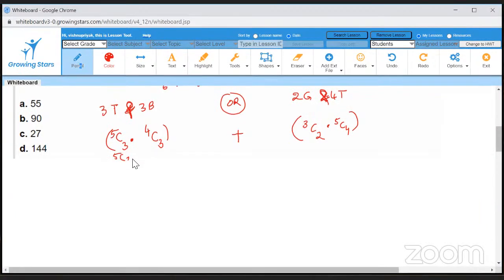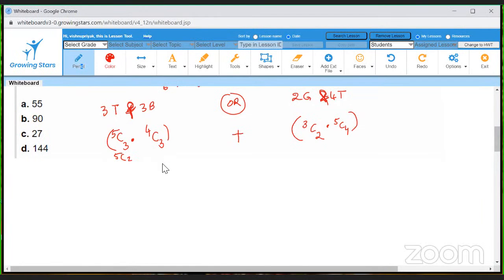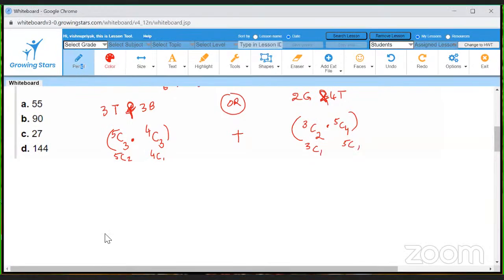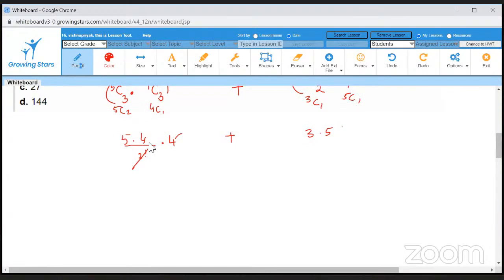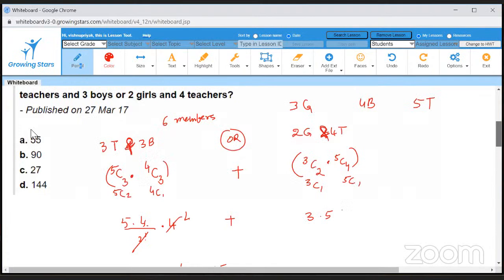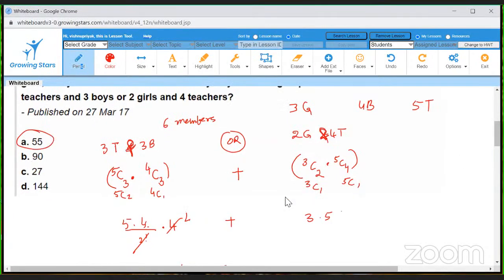5C3 means 5C2. 4C3 means 4C1. 3C2 is 3C1. 5C4 is 5C1. You can make it like this. So 5 into 4 by 2 factorial, into 4C1 is 4, 3C1 is 3, 5C1 is 5 directly. 2 factorial means 2. So 5 4s 20, 20 2s 40, plus 15 times... 40 plus 50... so 55 ways. Option A.